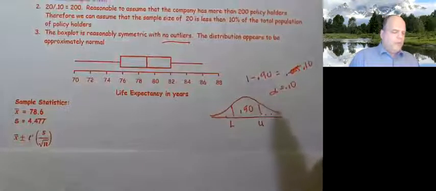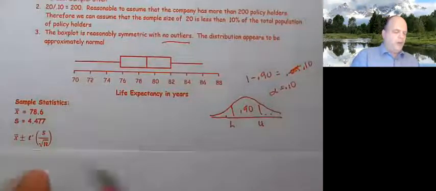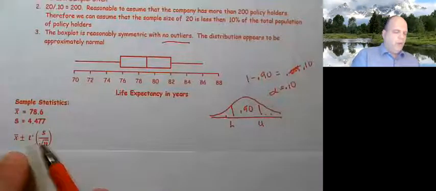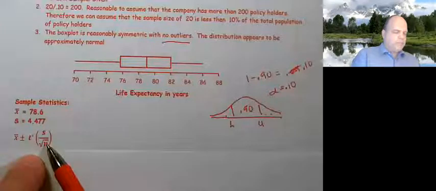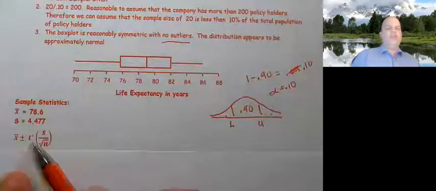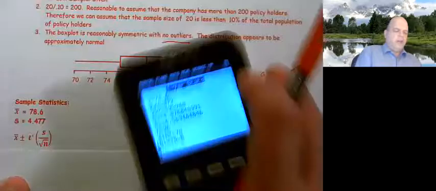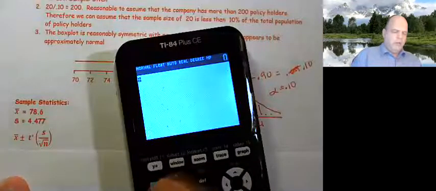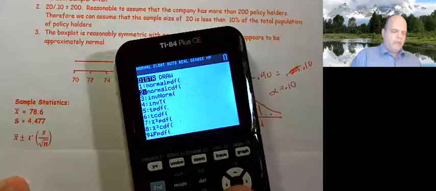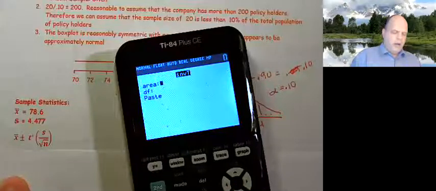So we have x bar plus or minus t star s divided by the square root of n. Well, we know n is 20, so the only thing we're missing is t star. So we're going to go calculate t star, second vars, inverse t, area 1 minus 0.90 divided by 2. And our degrees of freedom is going to be 20 minus 1, or just plain old 19.